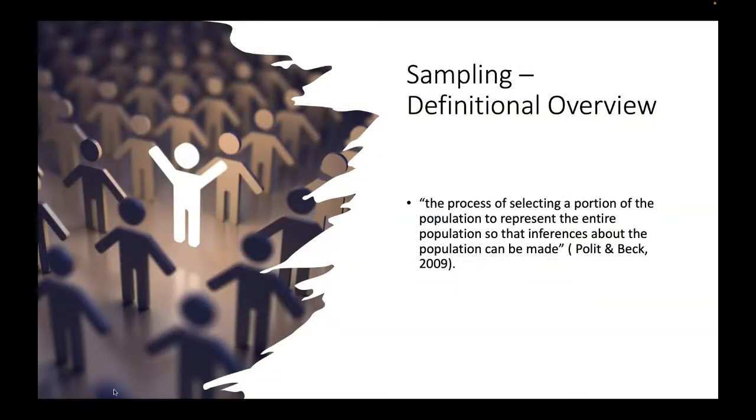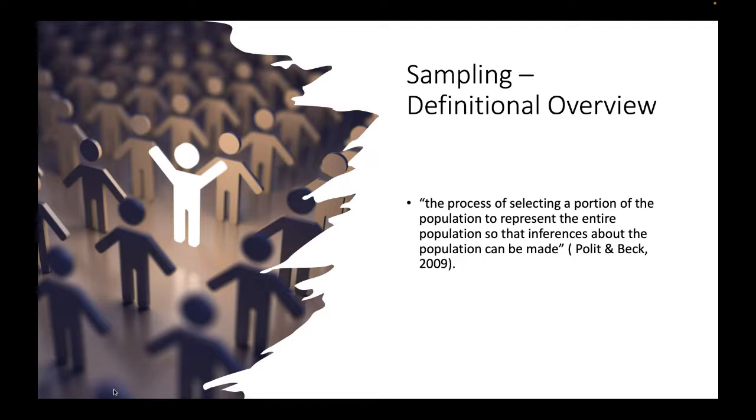Those of you who have experienced my sessions before will know that I always start with defining whatever concept is central to the session, because once you get the right definition, all the behaviors that are expected in relation to that activity become very clear from the definition. So much like the other concepts that we have defined before, sampling is seen as a process of selecting a portion of the population to represent the entire population so that inferences about the population can be made.